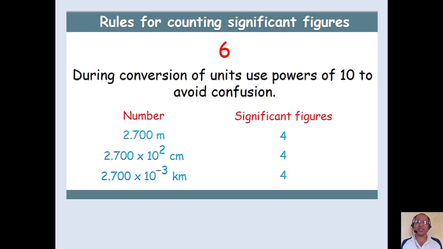So remember, whenever any number is written in terms of base and 10 raised to power, then take the base number for counting significant figures. The 10 raised to powers are not considered while calculating significant figures. Only the base number is taken. So conversion of units does not change the number of significant figures. So these are the 6 rules by which we can count significant figures.